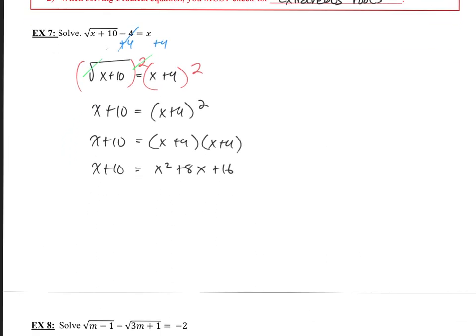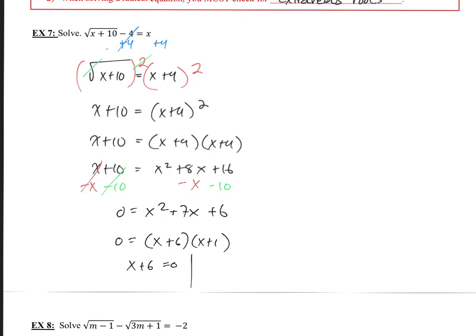Now, combining like terms, it's a quadratic, so we're going to get everything to one side. Subtract x from both sides. Subtracting the 10 as well. We get 0 equals x squared plus 7x plus 6. Let's see, can I factor this? Factors of 6, and when I add them, I get a positive 7. That'll be x plus 6, x plus 1. Now let's set both factors equal to 0.